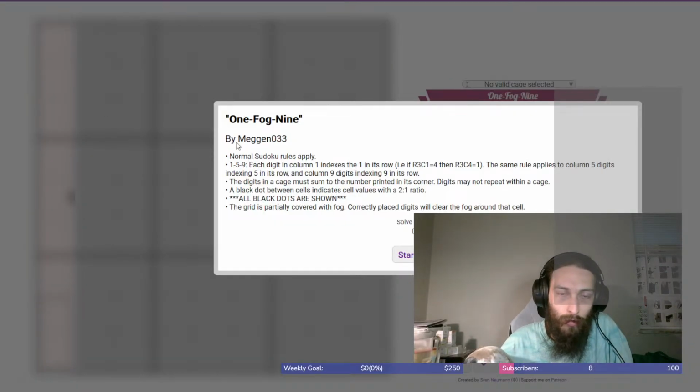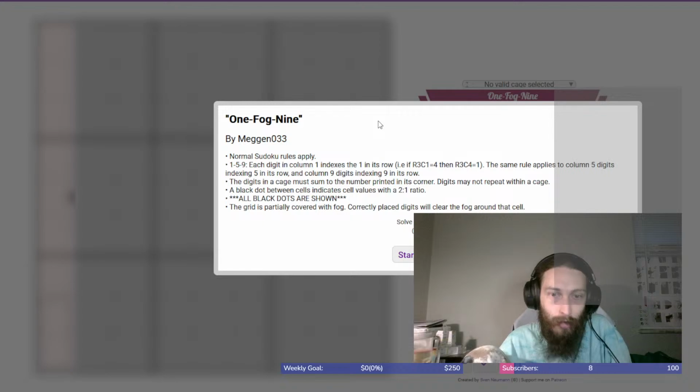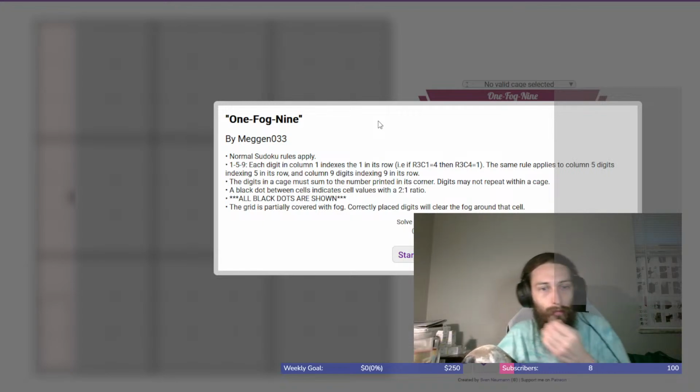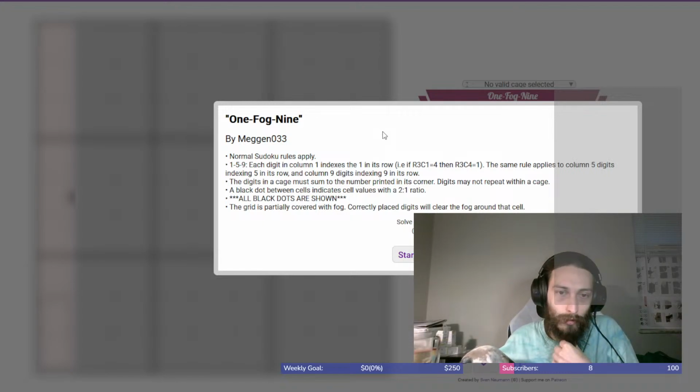Alright, so the next puzzle is going to be 1 Fog 9 by Megan033. I do like the fog puzzles. Normal Sudoku rules apply. 1, 5, 9.